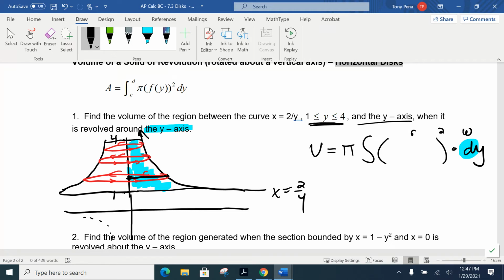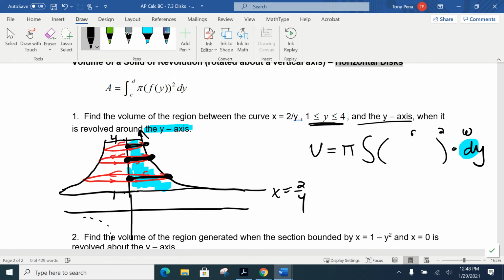Since our circles are horizontal, that means every radius is going to be horizontal. So now we're to the rights and lefts. Let's do this one here. If I look at what's on the right of this radius, it would be the curve. What's on the left of the radius would be 0. Same for this one. Curves on the right, y-axis on the left, same here.